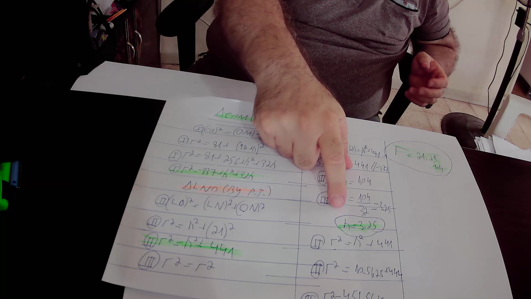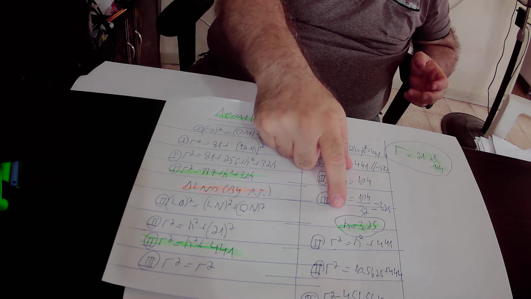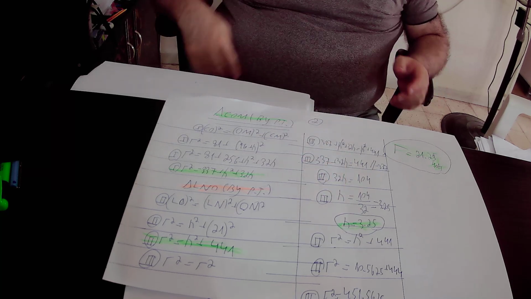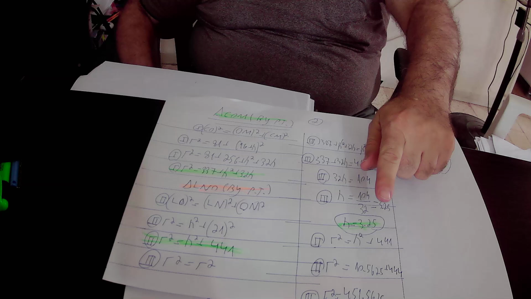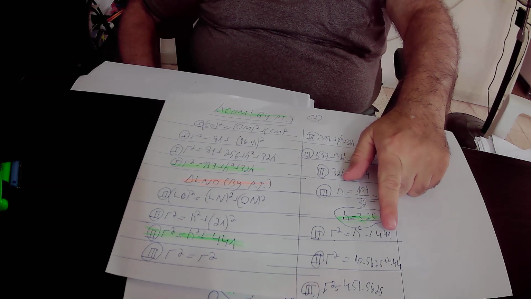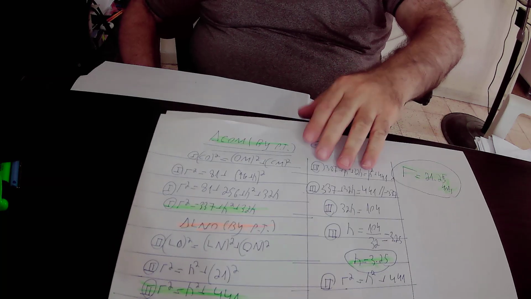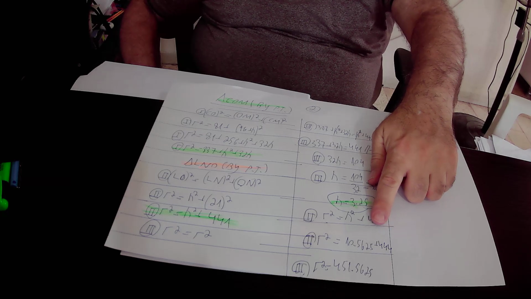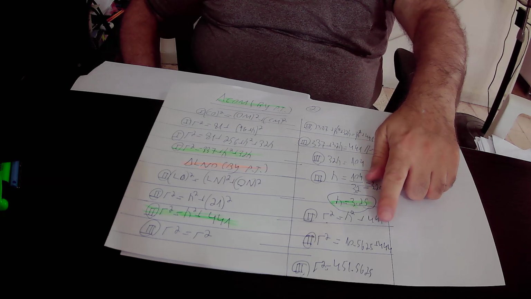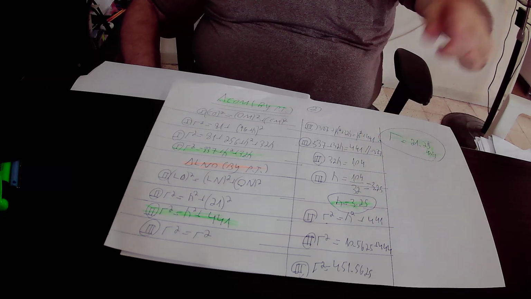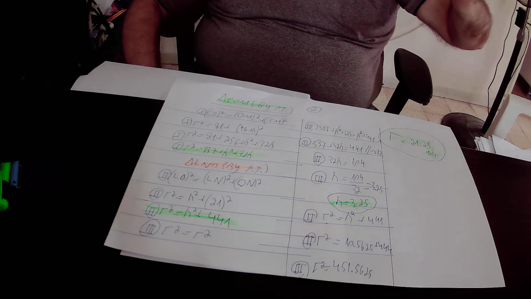H is 3.25, therefore H square is 3.25 square, that is actually 10.5625. So R square according to equation number 2 equals 10.5625 plus 441. And 441 plus 10.5625 is 451.5625.